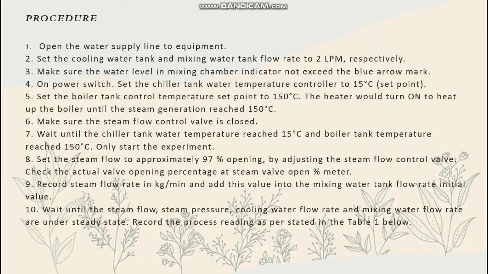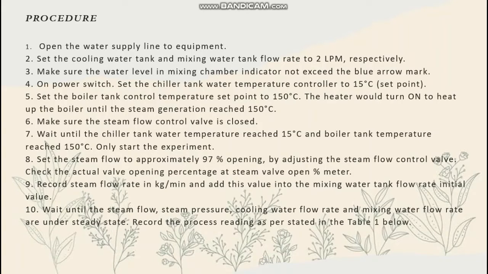Second, set the cooling water tank and mixing water tank flow rate to 2 rpm respectively. Third, make sure the water level in the mixing chamber indicator does not exceed the blue arrow mark. On the power switch, set the chiller tank water temperature controller to 15 degrees. Set the boiler tank control temperature set point to 150 degrees.